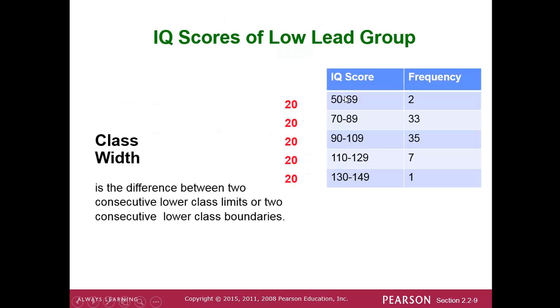That's a range. However, that's not the class width, because if you actually counted 50, 51, 52, 53, 54, all the way up to 69, you'll notice that you have 20 numbers or 20 pieces of data. The class width is 20. Easiest way, again, is to just simply subtract 70 minus 50. Pick two of your lower or upper class limits and subtract.